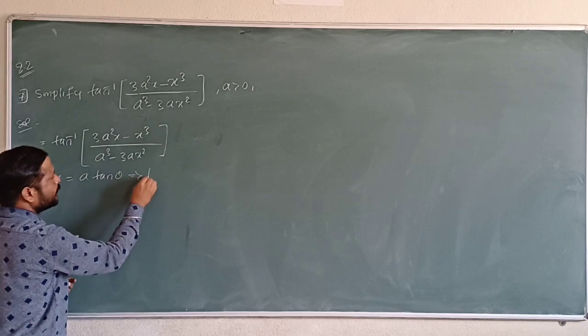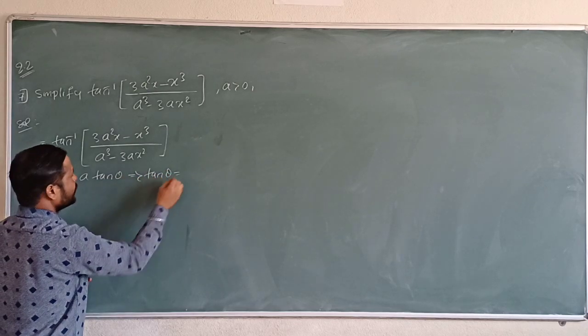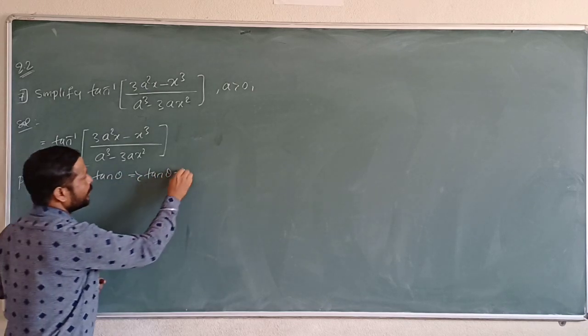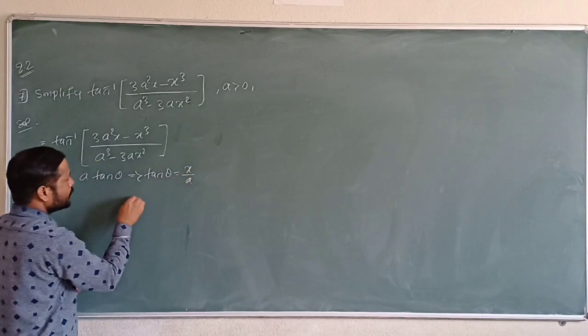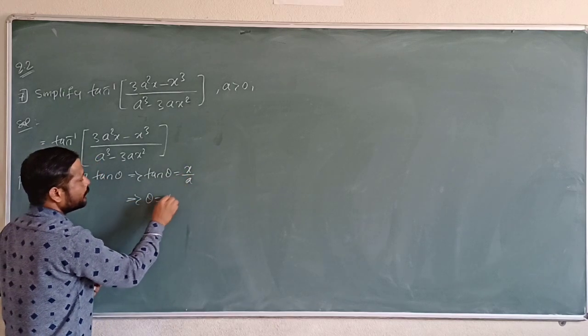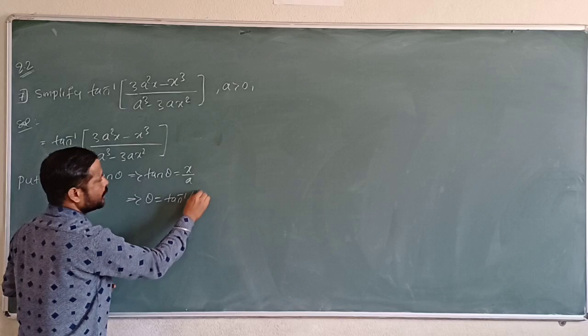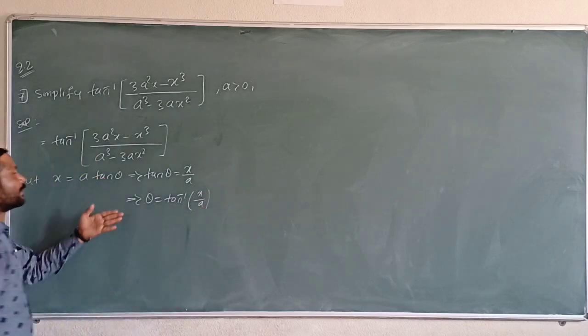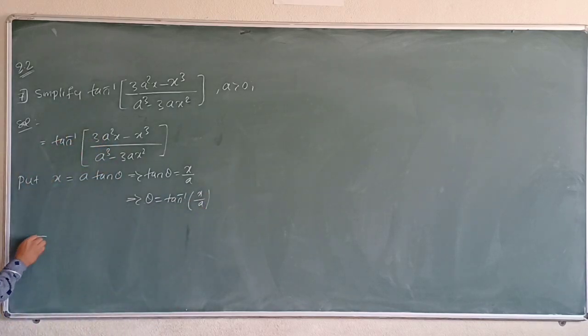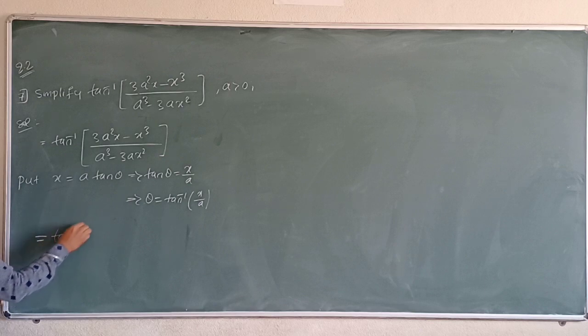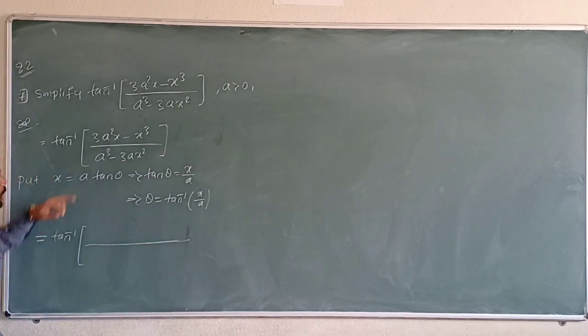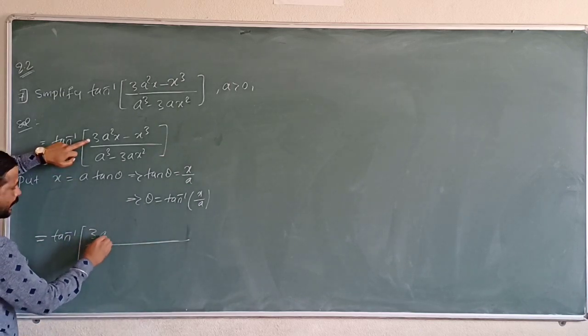Then what is tan theta? Tan theta is x divided by a. Then what is theta here? Tan inverse of x by a. Stay ready. Then go for the main question here. That is tan inverse of. Now substitute here: 3 as it is, a square as it is.